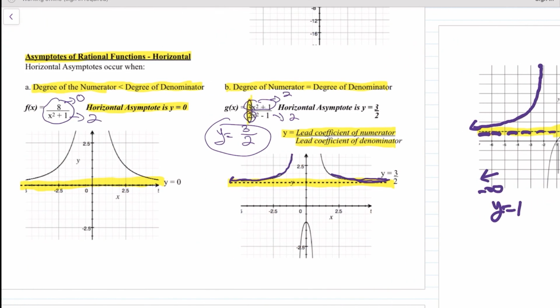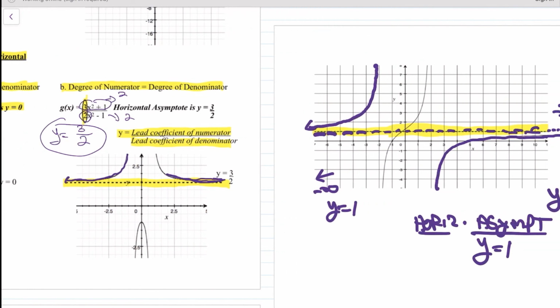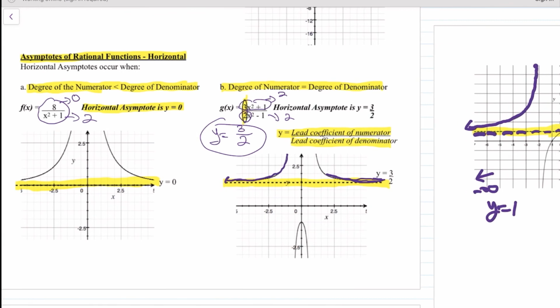So those are the two conditions. If the numerator is less than the denominator, it's y equals 0. If the numerator is equal to the denominator, you take the lead coefficient of the numerator and the lead coefficient of the denominator, and that's going to give you your horizontal line. Now the last case is, what if the numerator is actually greater than the denominator? That's what's going to create what's called a slant asymptote, and I'm going to deal with that in the very next section. So I'll be right back with slant asymptotes.